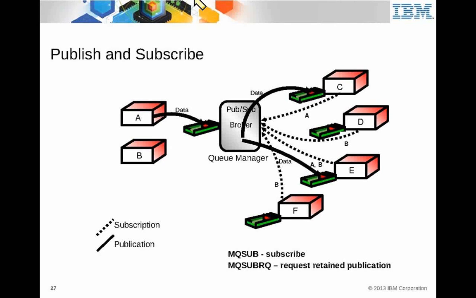In this scenario, I've got program A doing a publish into the queue manager. When it hits the queue manager, the queue manager is going to pass that message out, in this example, to C, E, and F, the three subscribers to that publication.